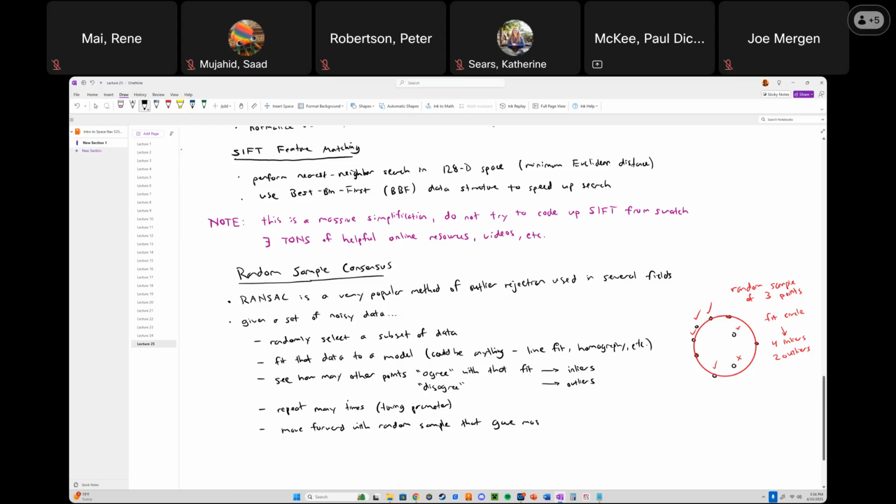But there's one more step. Finally, we fit the best sample set and all the associated inliers to the model and return that solution.